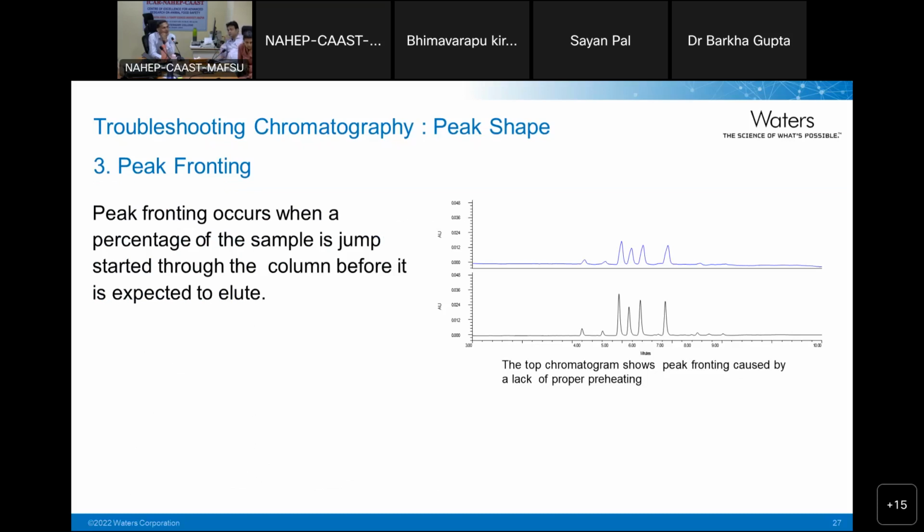Peak fronting occurs when a percentage of sample is jump started through the column before it is expected to elute. There is some pre-injection happening that could lead to fronting. Things to check is, again, the preheater is working properly.